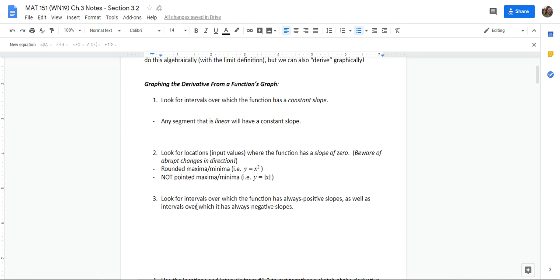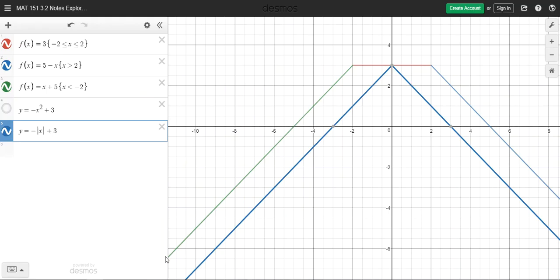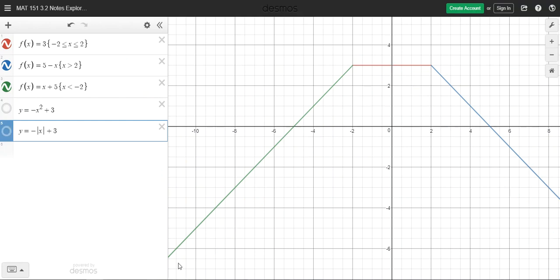Finally, we also want to look for intervals over which the function has always positive slopes, as well as intervals over which it has always negative slopes. We can see that a little bit in this first graph. This segment right here is always positive, this segment right here is always negative. But let's look at a little more interesting picture in another graph to see some sections of always positive and always negative.